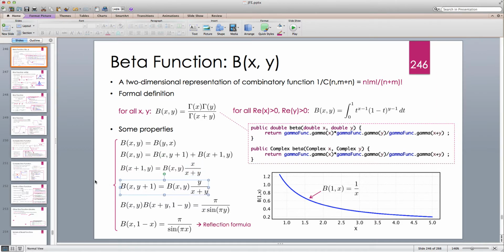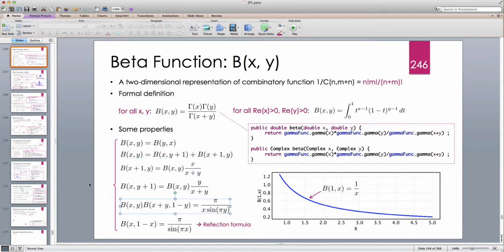And again, we can always change the x and y. So beta of x and y plus 1 is beta of y and x times y over x plus y. And we know that beta of x and y is equal to beta of y and x. So we get this. And if you sum these two up, which is the right hand side, x over x plus y plus y over x plus y is 1. So we get this identity.